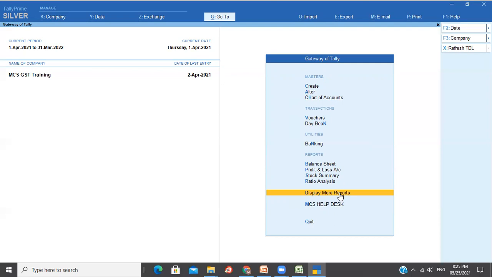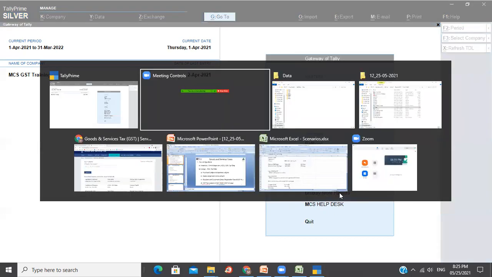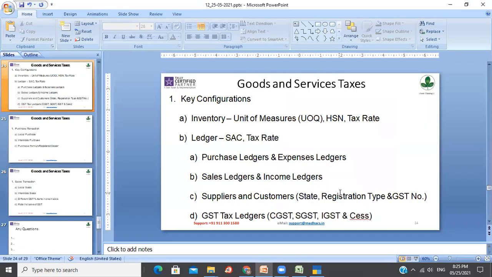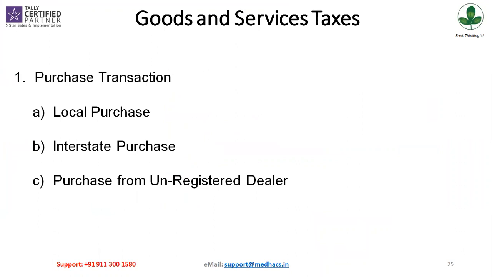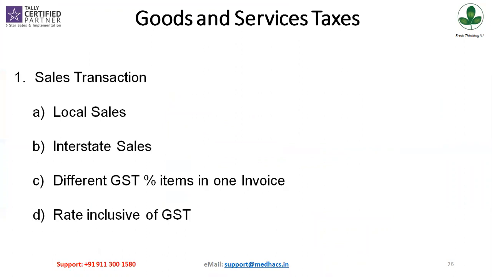Okay, if there are any questions, I would like to take this. Let me just go back to my presentation and look at, did we cover everything what we planned for today? Hope we covered all these details. Then we went to purchase transaction, local purchase. We looked at local purchase and unregistered purchase. Interstate purchase we have not looked at. We'll look at that interstate purchase in the next session.